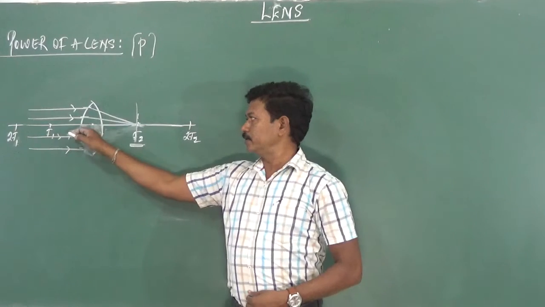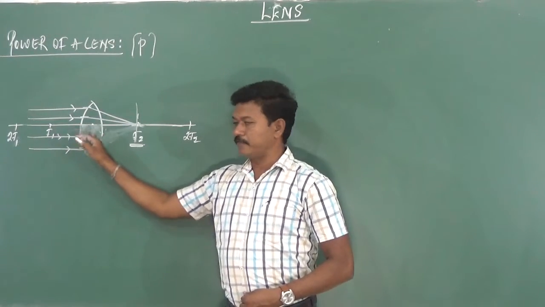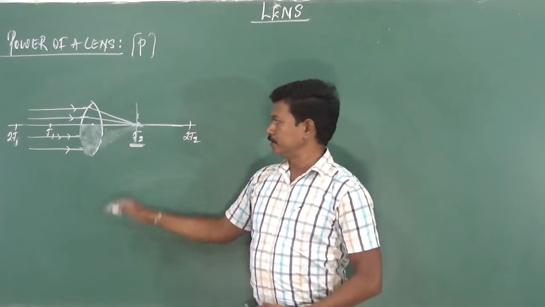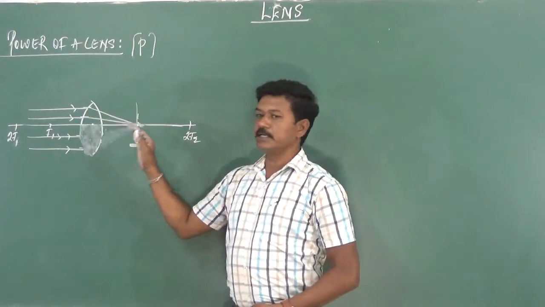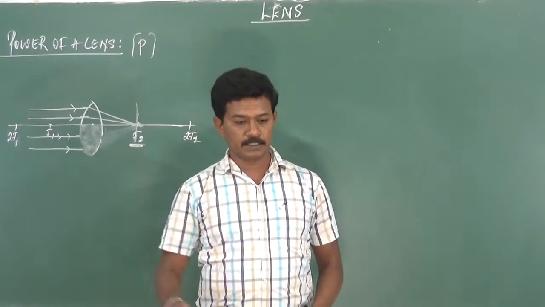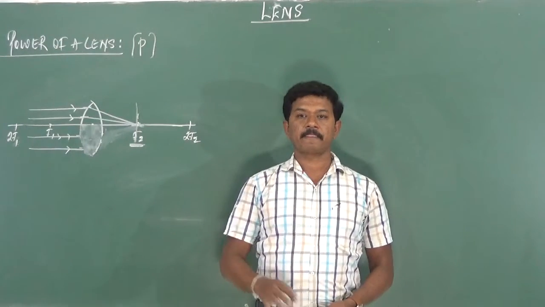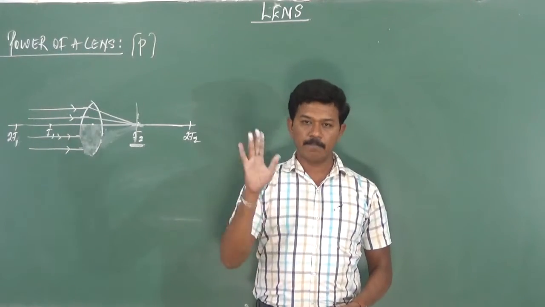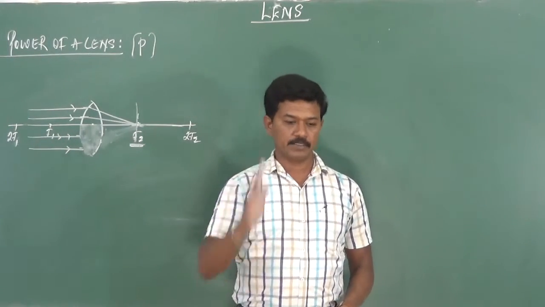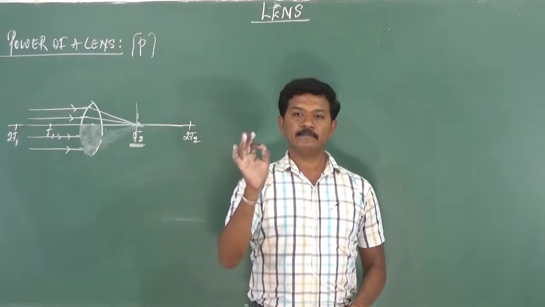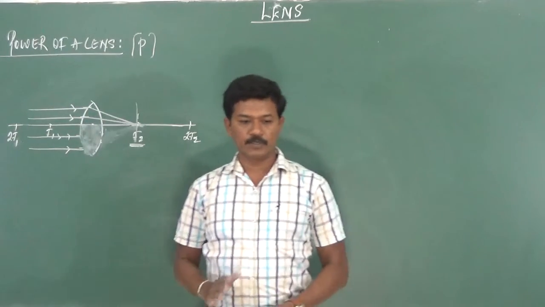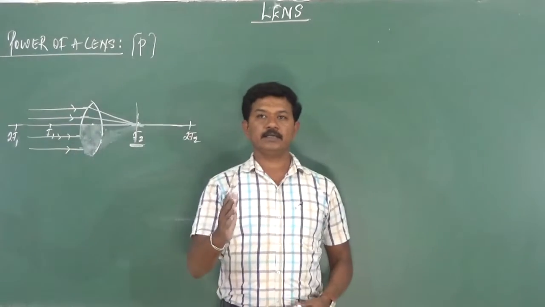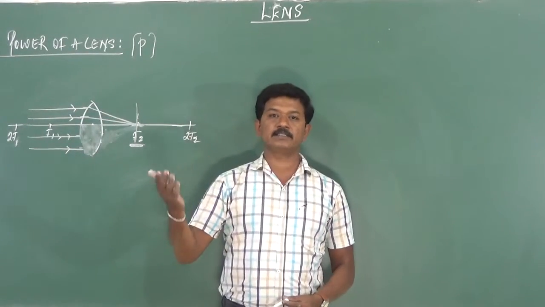When exactly half of the lens is covered by a black cloth or an opaque object, then also when we keep a screen here, we can get the image of the object, but the intensity of the image will be less. You get the full image; only what changes is the intensity of the image. So why does this happen? Why has the intensity decreased?